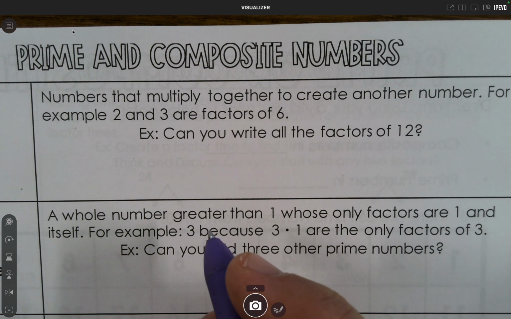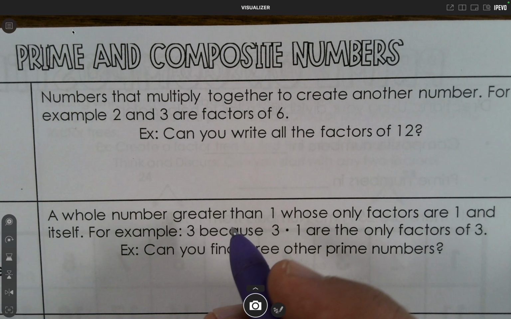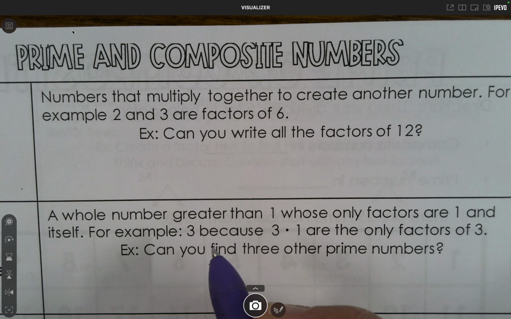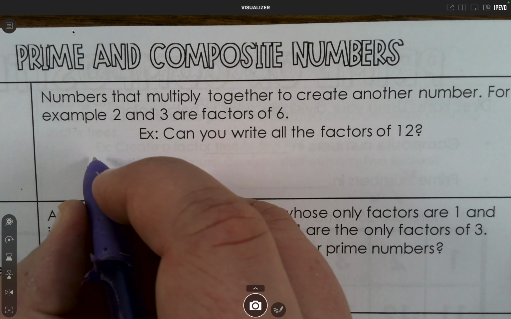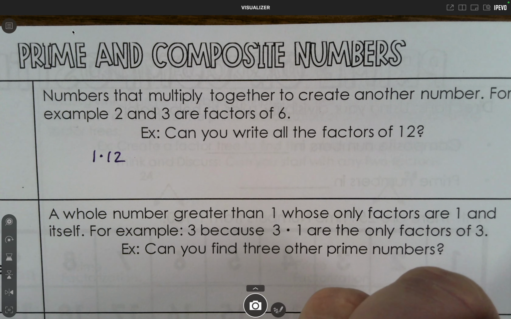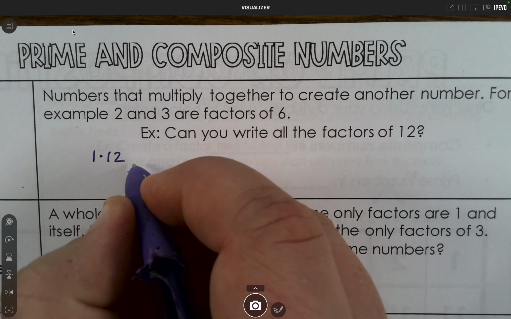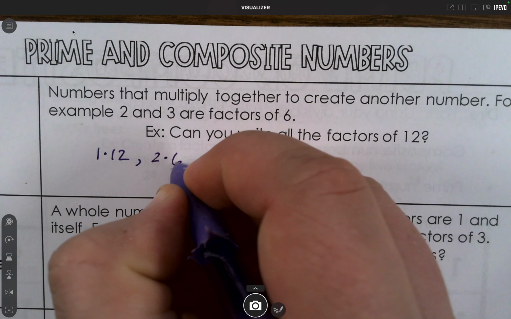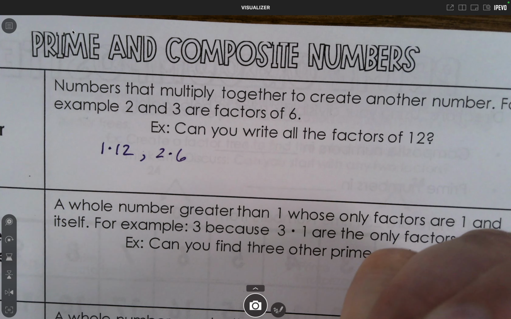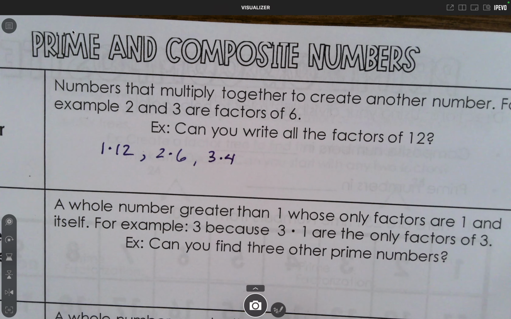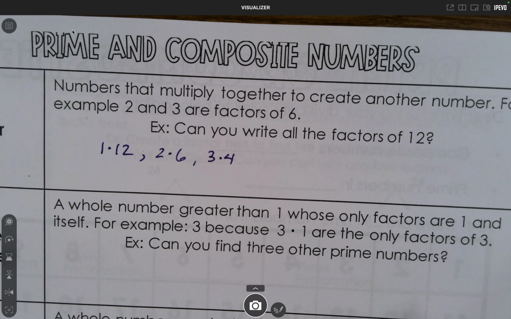So the challenge is, can you write all the factors of 12? When you're trying to find all the factors of a number, I always recommend starting with 1 because 1 is a factor of every number. So 1 and 12, because 1 times 12 is 12. Then just go up to the next number, see if it works. 2, yeah. 2 times 6 is also 12. So we've done 1 and 2. Let's try 3. 3 times 4 is also 12.